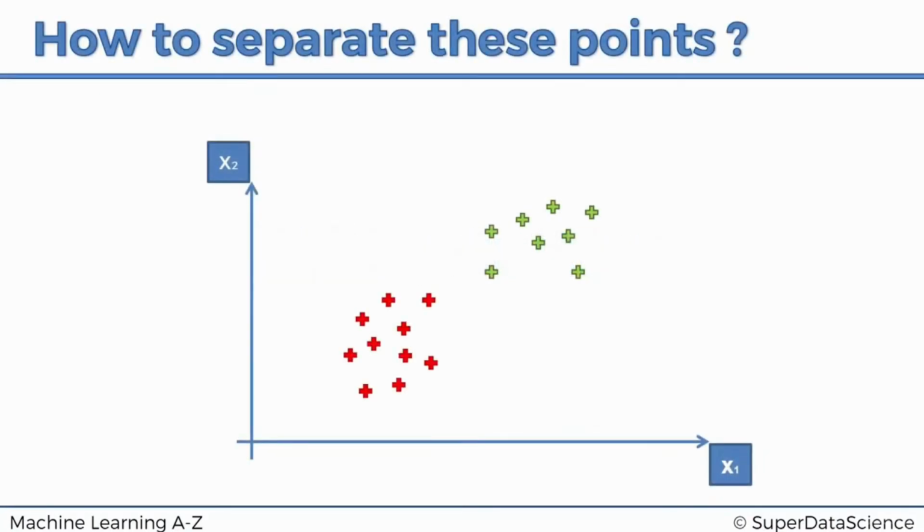All right, so here we've got, as usual, points on a two-dimensional space. For simplicity's sake, we've got just two columns, x1 and x2, and we've got some observations. Some are red, some are green. So we've already classified them. But now, how do we derive a line that's going to separate them? So how do we actually separate these points?